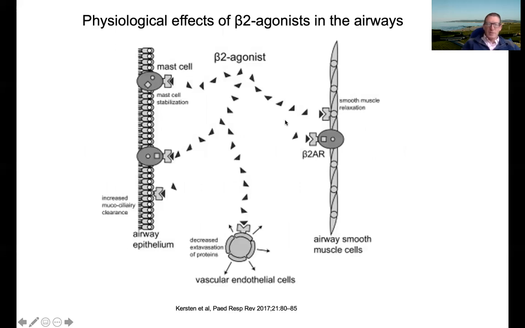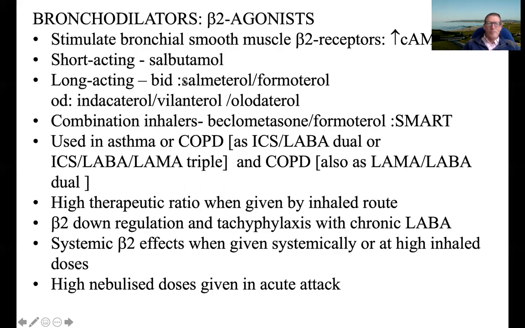The beta agonists, I'm not going to go through the pharmacology. You've already been taught that. They work on membrane-bound beta-2 receptors, mostly on airway smooth muscle. There are some beta-2 receptors on inflammatory cells like mast cells, but we're really talking about the effect on airway smooth muscle. They stimulate airway smooth muscle receptors, which releases cyclic AMP, and that's the final common mediator in producing smooth muscle relaxation. We can divide them into short and long acting.